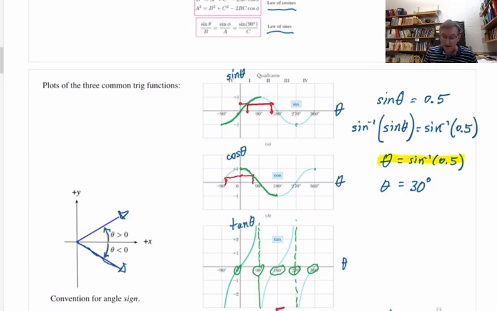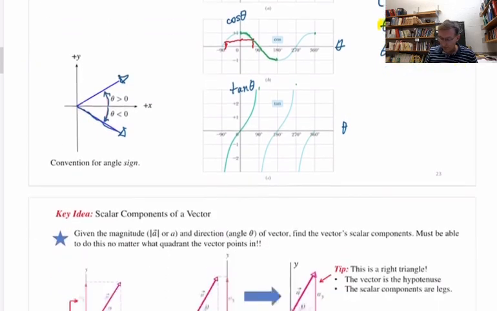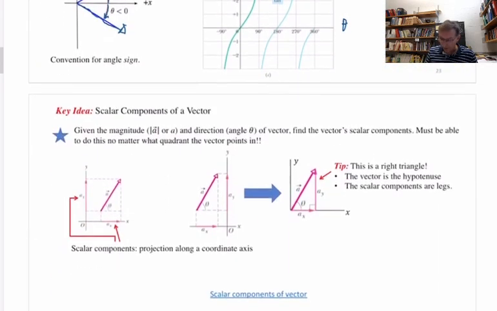And you can do similar kind of thinking with the tangent function. So I'll let you think about what might be the possible answers for theta if I told you that tan theta equals 0.5. Okay? All right, so that's our review of trig. Now with that in mind, I come to one of the most important slides in the whole chapter.